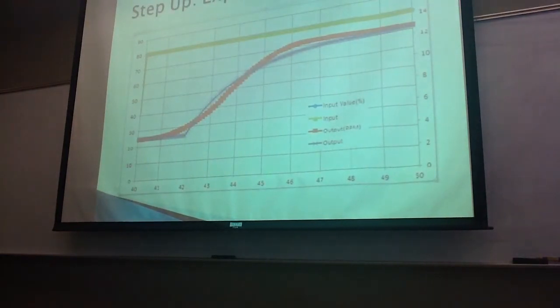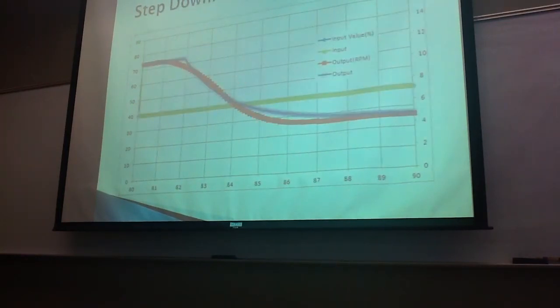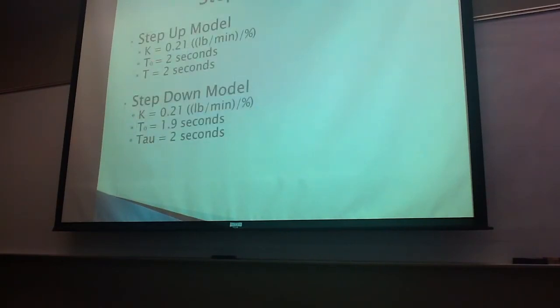Here is the step up example, and we were given values for a gain of 0.21, dead time of 1.9 seconds, and tau of 2 seconds. And the step down is pretty much the same. I believe dead time was off by 0.16. Yeah, it's 1.9 in the step down.